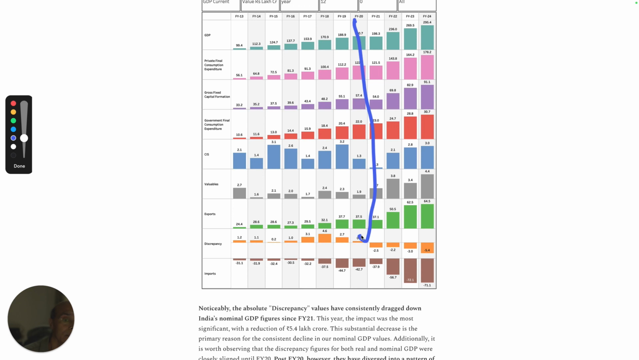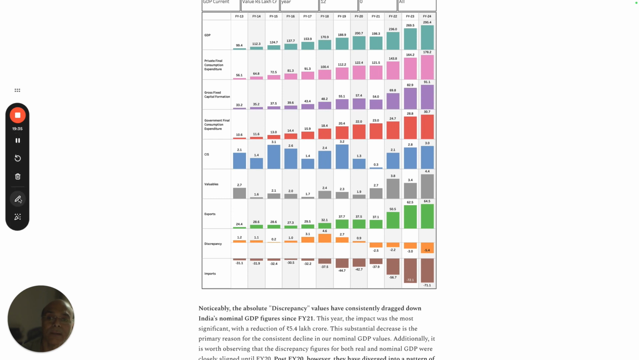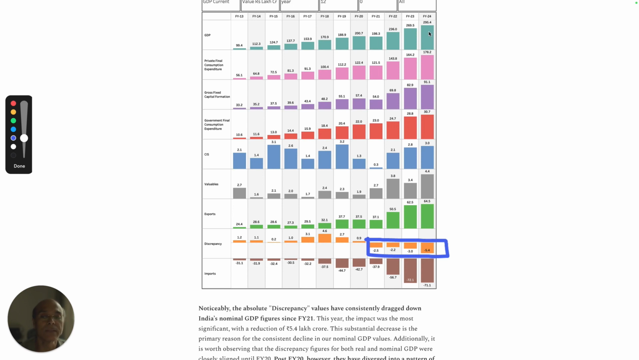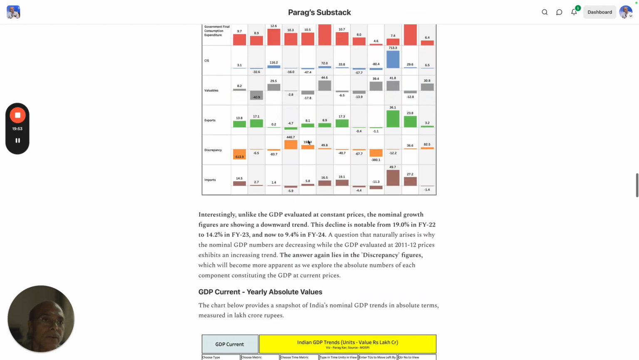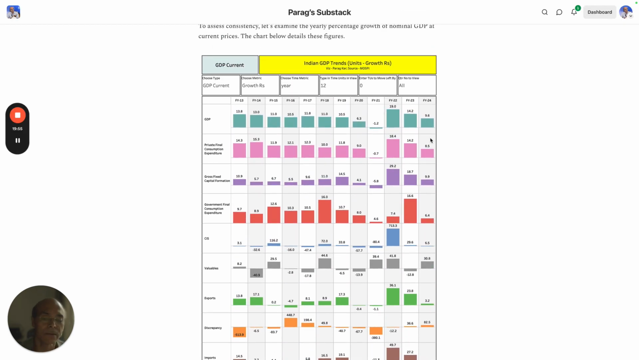FY20, yes, FY20, and then from FY21, if you see here, FY21 till FY24, these numbers actually have become negative. See, these numbers have become negative, and they are increasingly becoming negative, which is pulling down this overall value and kind of creating a low base factor, and therefore the growth numbers are also going down.